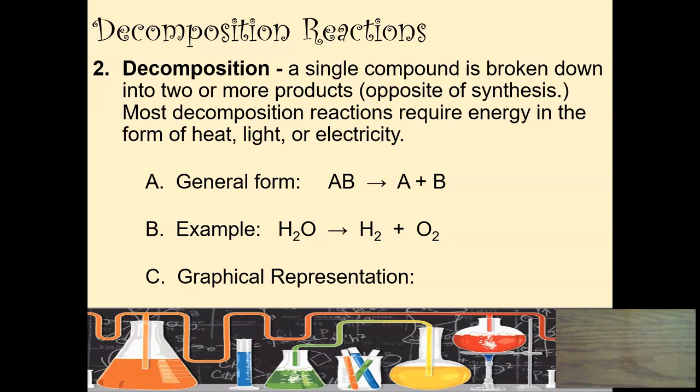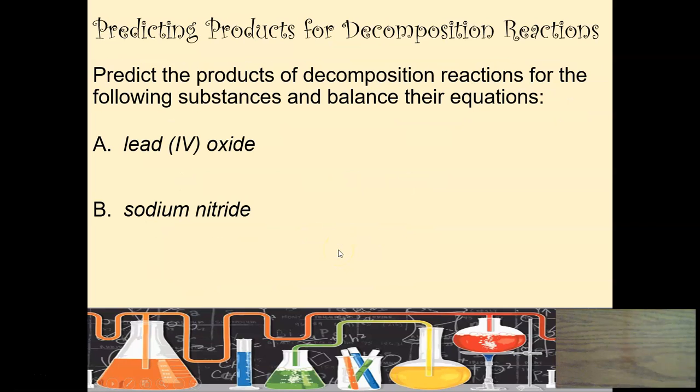Most decomposition reactions require energy in the form of heat, light, or electricity. Here we have the opposite of what we showed you in the synthesis reaction example. Water, using some electricity, can be broken down into hydrogen gas and oxygen gas. It can only be broken down into the pieces that it's made from. So don't start throwing weird atoms in there, because they're not there. All right. So the next one, lead 4 oxide. Let me get it here for you in the document camera.